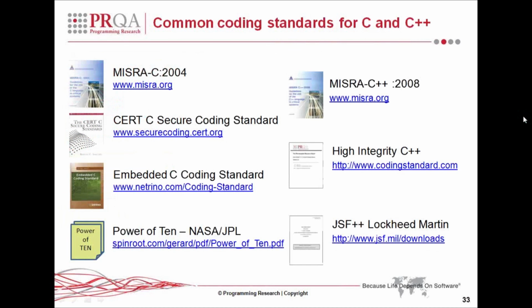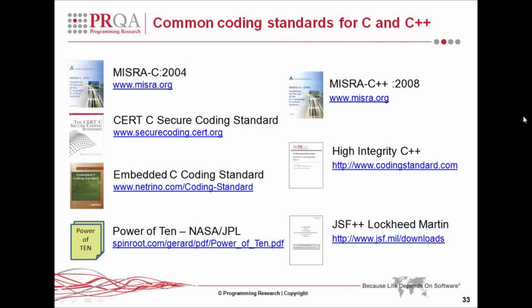So here we have a number of different coding standards for C and C++. Again, this is by no means all, and there will always be internally written coding standards. But here on the left we have the C standards, MISRA C, for the automotive industry, the Cert C, which is more focused on security and used quite highly in the defense. We have the embedded C coding standard and the Power of 10, which is just 10 rules. And on the right we have the C++ standards: MISRA C++, again by MISRA, the automotive industry, High Integrity C++, written by Programming Research and freely available, or the JSF by Lockheed Martin.